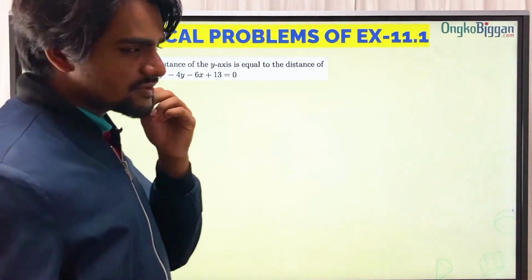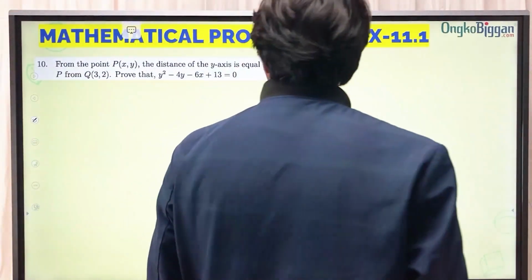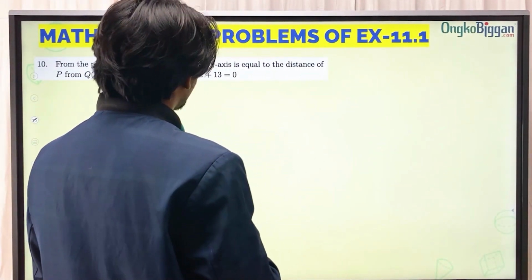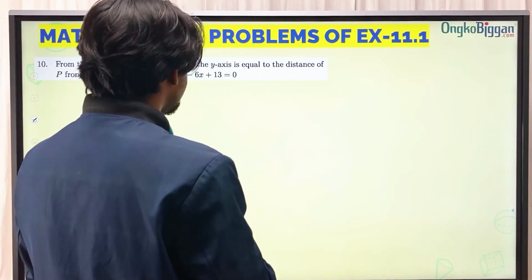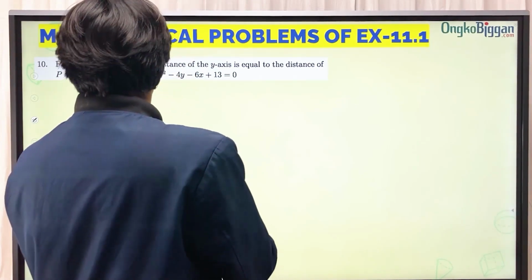My brain stopped functioning, I guess, but let me solve it in a way I actually understood. So the distance from the y-axis is equal to the distance of P from Q, which is (3, 2).